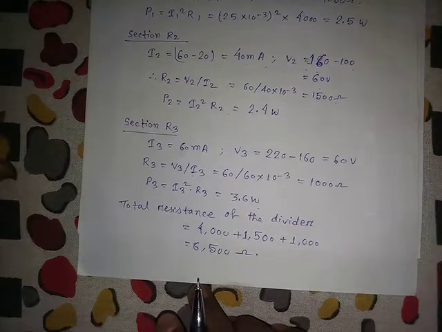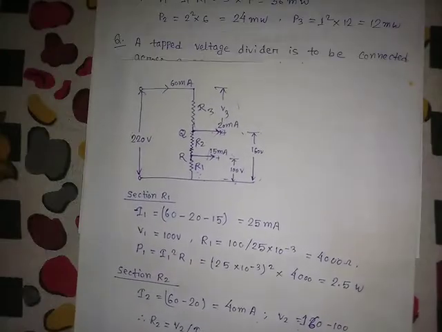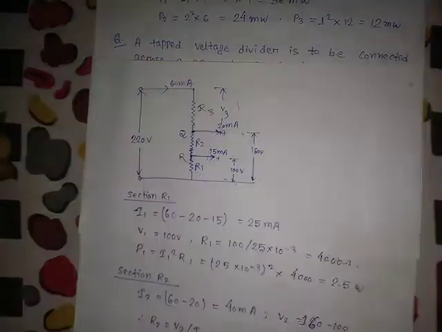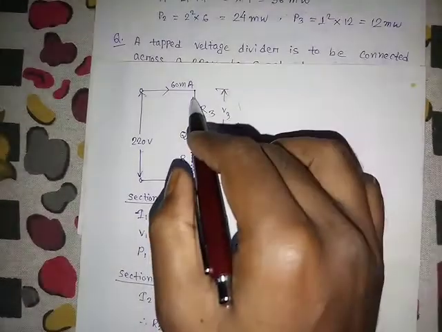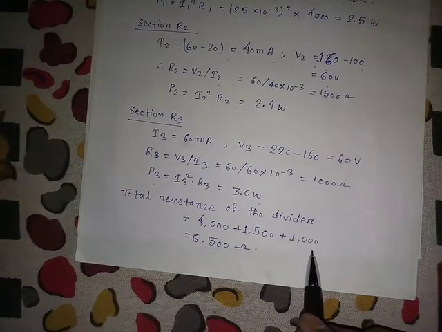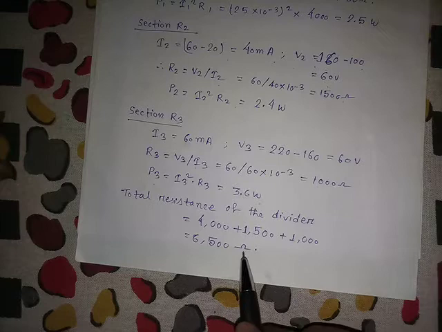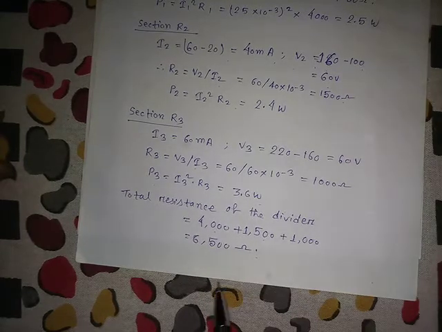Now going to our last part, the total resistance of the circuit. As we know, resistances are connected in two ways: one is series connected and another is parallel connected. So these resistances are series connected. Series connected resistances are always added, so the section resistances R1, R2, R3 added together give our total circuit resistance.